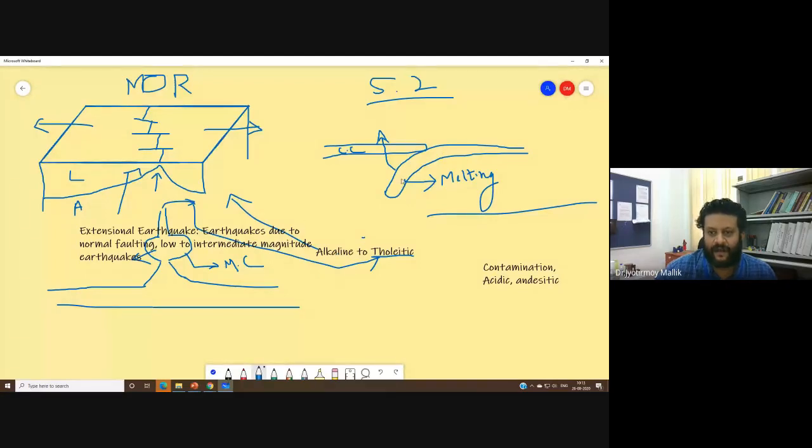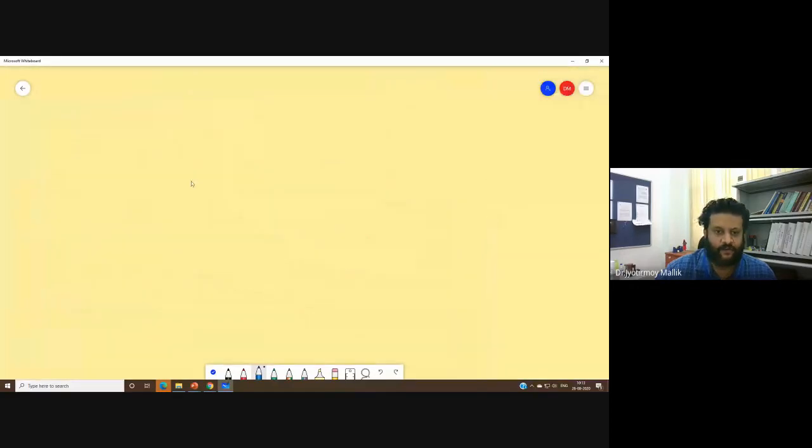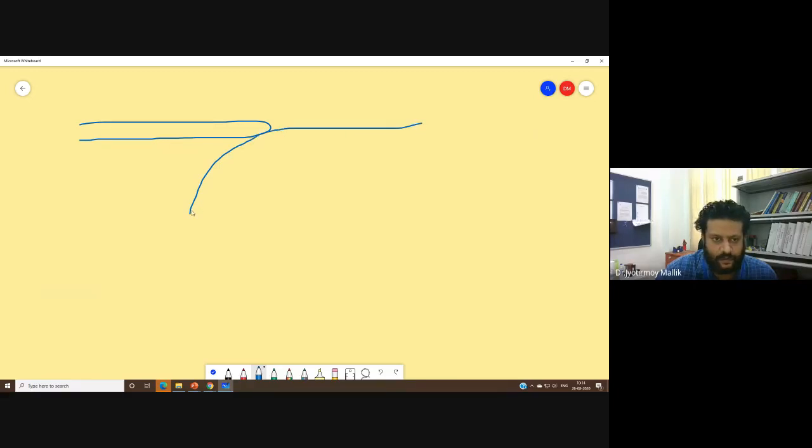But in case of subduction zone, the system is a little bit different, and I will explain that to you right now. So suppose this is the overriding plate and this is the subducting plate. And then I will try to define my, so say suppose this is my mantle, okay? So I will try to define my mantle into 3 zones.